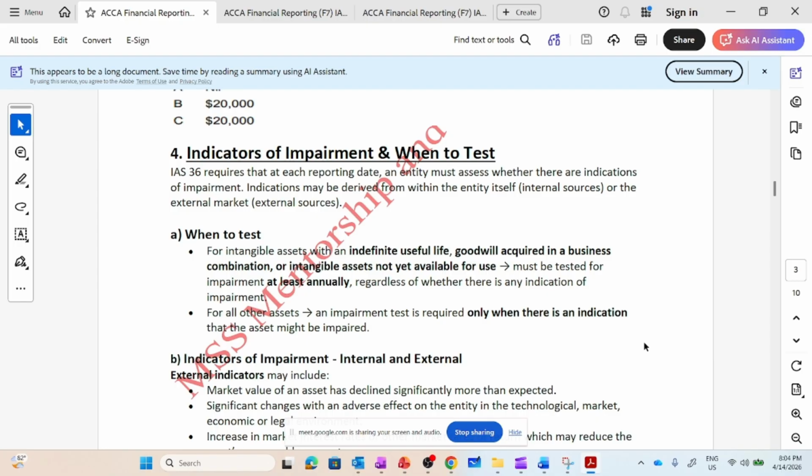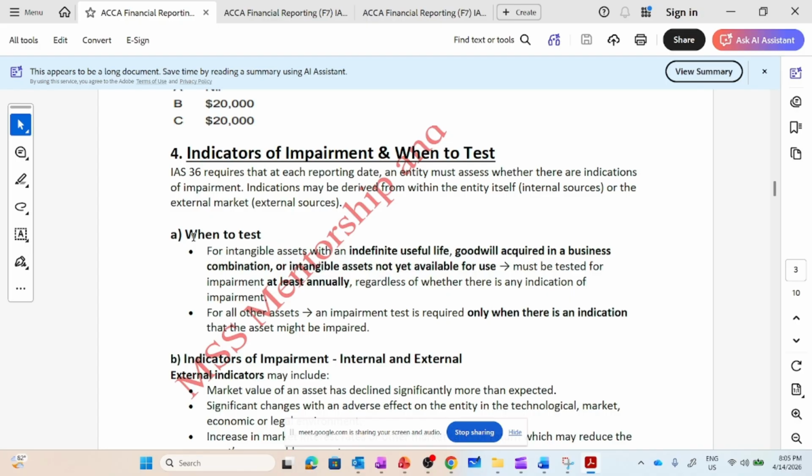However, a very important point, we need to note this down: when to test for impairment. We have certain categories of assets that we are not going to wait for an indicator on. By default, on an annual basis, we are going to do impairment tests. We can't wait for any indicator before we do the impairment test. We need to know this category of assets, and in examination, it is frequently tested.